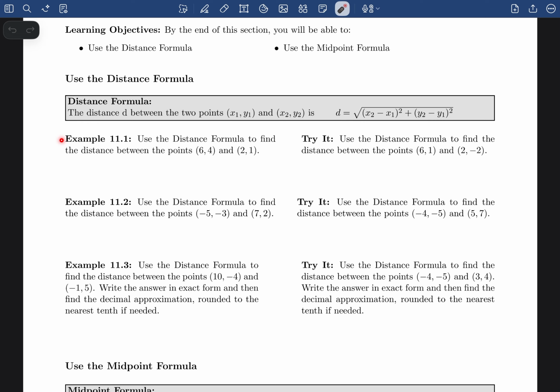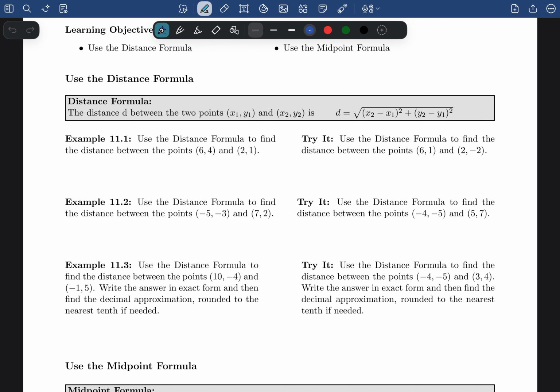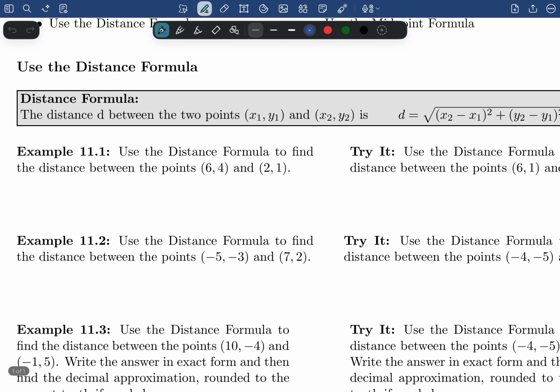Use the distance formula to find the distance between the points 6, 4 and 2, 1. Now, what you'll do right off the bat is you will say, hey, this is the first point, and so I'll call it x1, y1. And this point, it's the second point in space. I'll call it x2, y2. So that's the naming system.